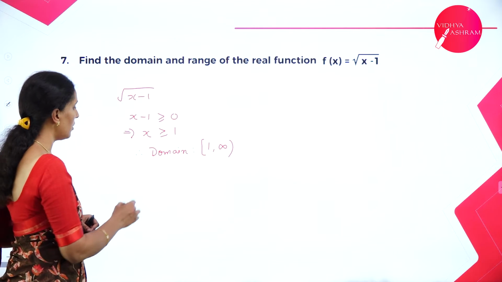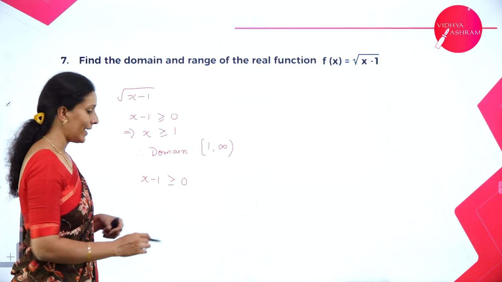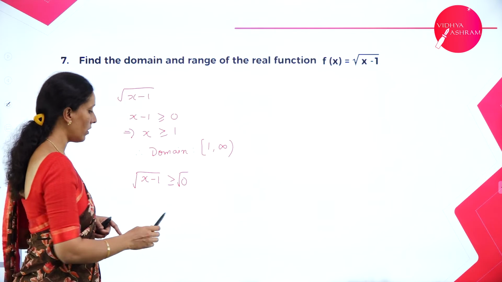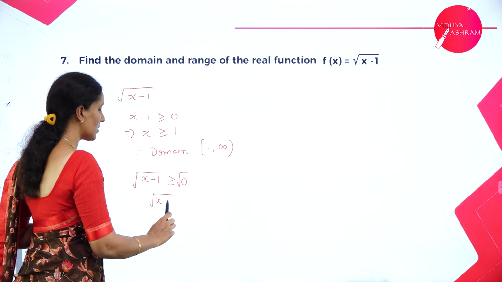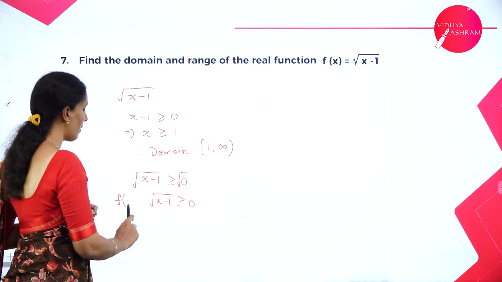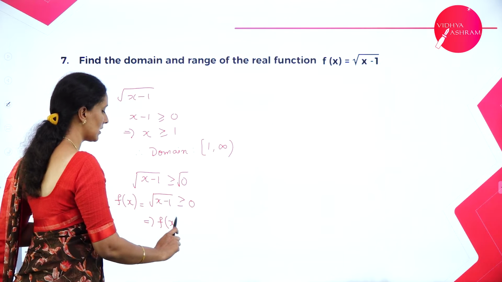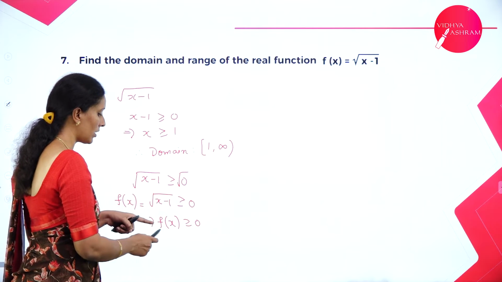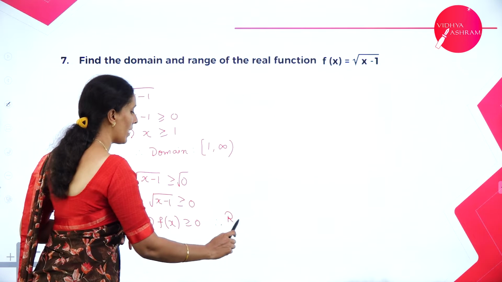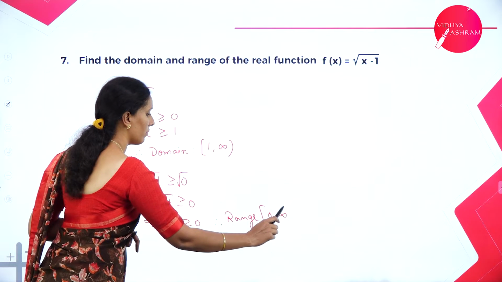Coming to the range here, we know that x minus 1 is greater than or equal to 0. Taking square root on both sides, the square root of 0 is 0. So root of x minus 1, which is our f of x, is greater than or equal to 0. That is, the image of x is greater than or equal to 0. So therefore, my range is from 0 comma infinity.